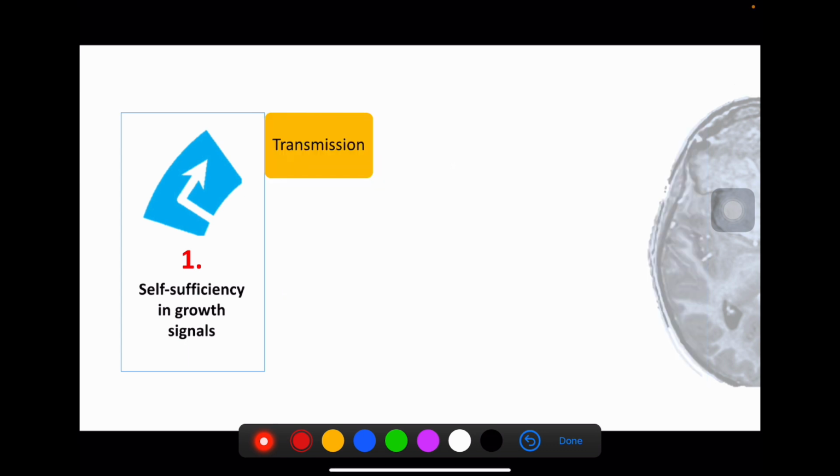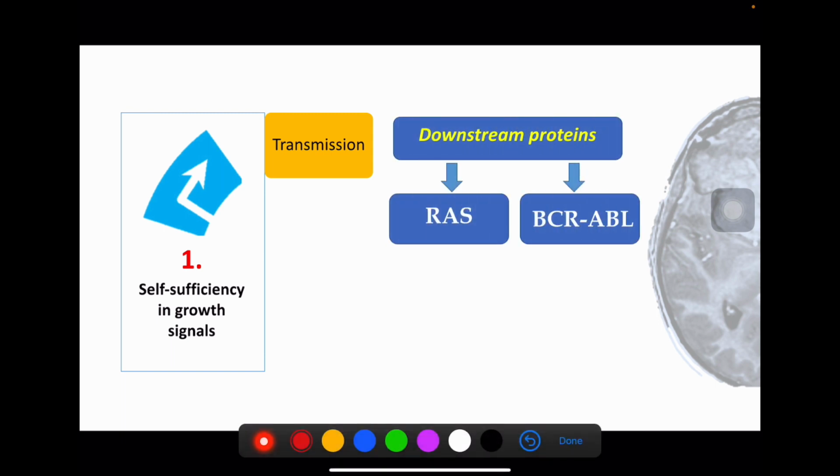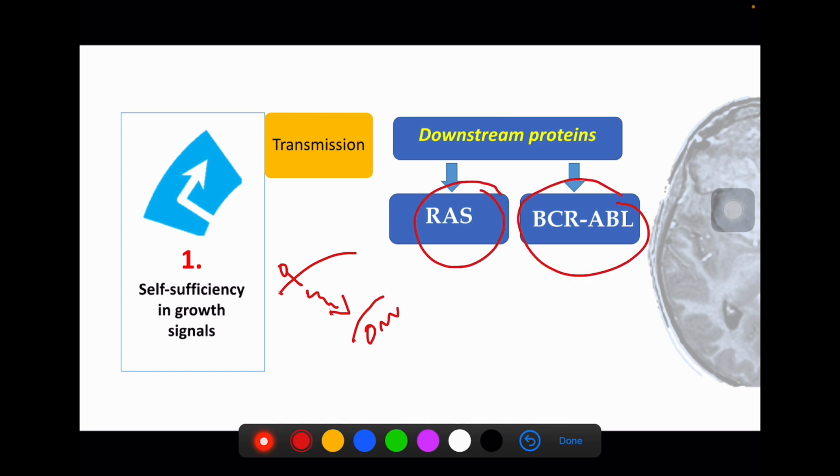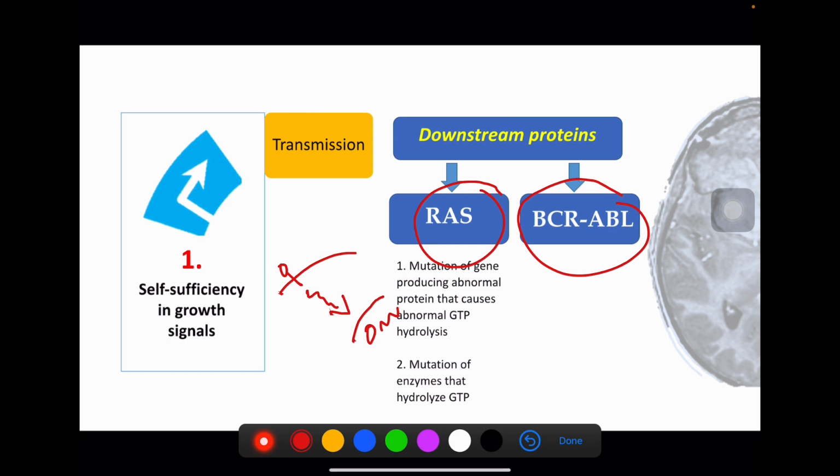Next is transmission. We're done with the growth factor, so we go to the transmission part. Now, in the transmission, if you remember, after the growth factor attaches to the receptor, it starts to have some transmission process before it goes into the nucleus for transcription. This whole process. There are two main proteins that they use in the textbook. Number one is RAS and BCR-ABL. Again, the same thing that you have seen before, but this one is in terms of downstream proteins. Now, what is the problem with RAS? Number one, there's a mutation of the gene producing an abnormal protein that causes abnormal GTP hydrolysis.